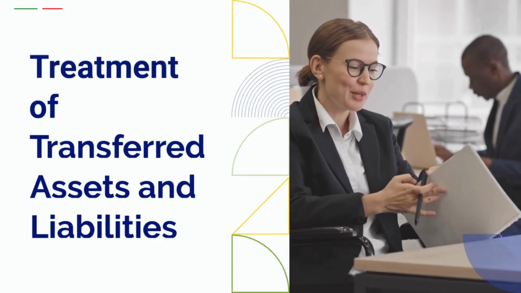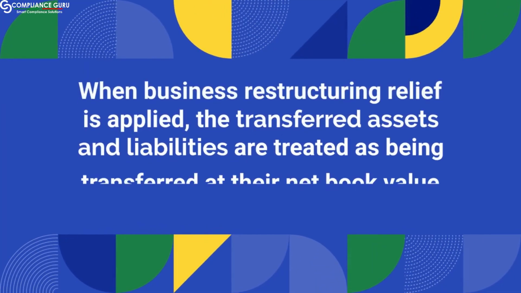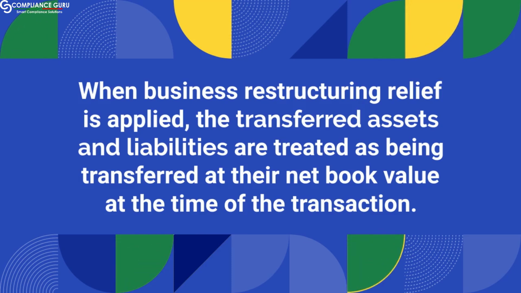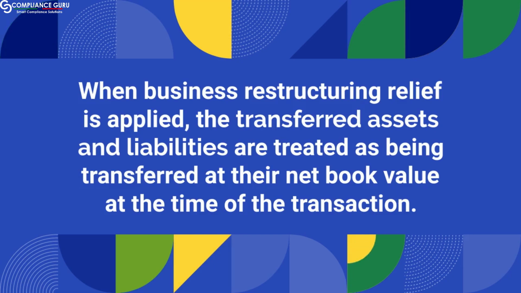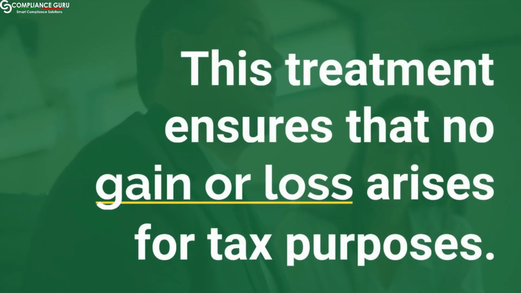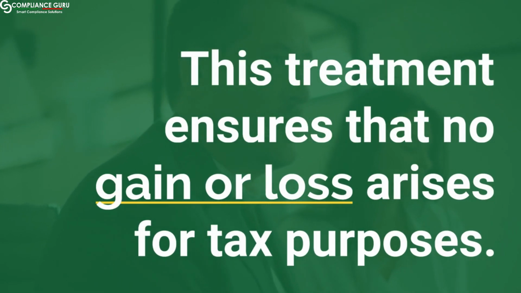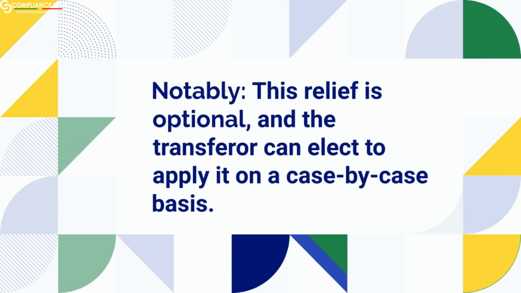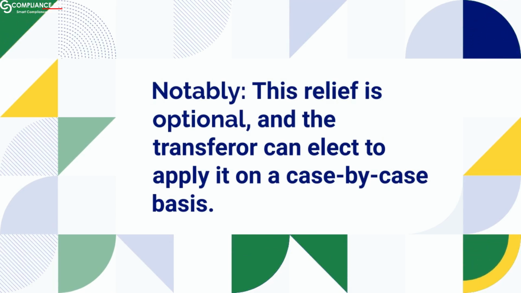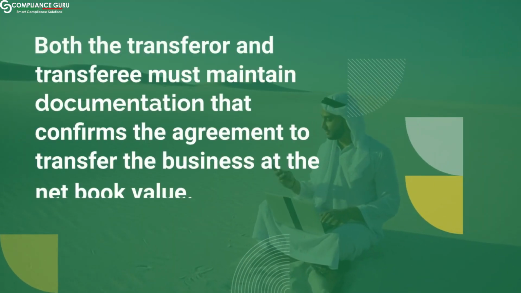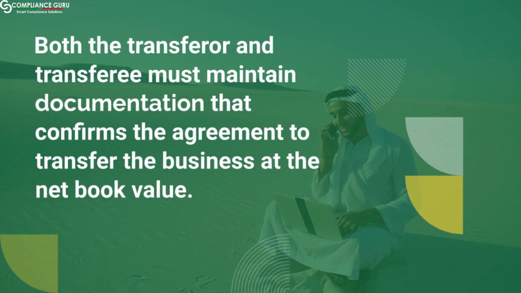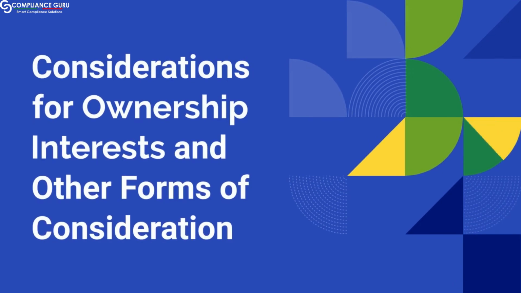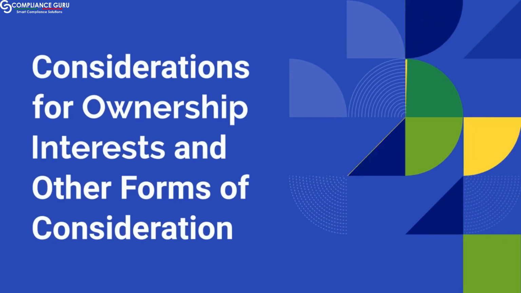Treatment of transferred assets and liabilities. When business restructuring relief is applied, the transferred assets and liabilities are treated as being transferred at their net book value at the time of the transaction. This treatment ensures that no gain or loss arises for tax purposes. Notably, this relief is optional, and the transferor can elect to apply it on a case-by-case basis. Both the transferor and transferee must maintain documentation that confirms the agreement to transfer the business at the net book value.